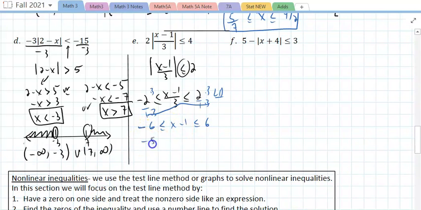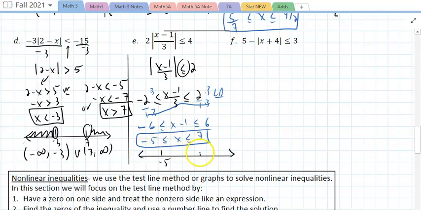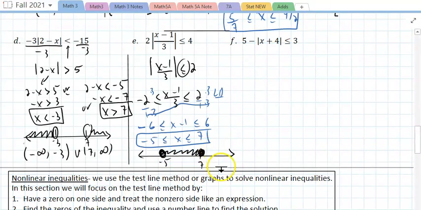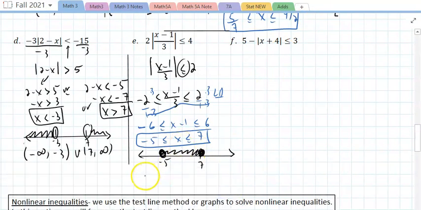Add 1 to each side. Done deal. Sketch the graphical solution. -5 and 7 included. X is between those. The interval notation solution: from left to right, -5 is the first point we encounter all the way to 7.